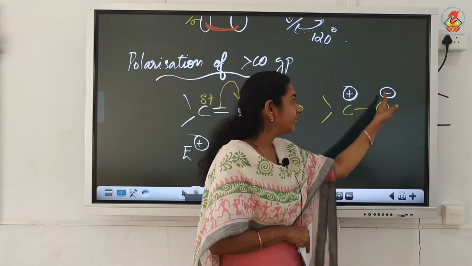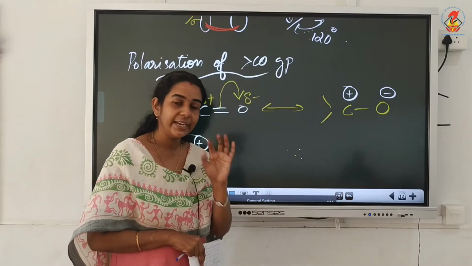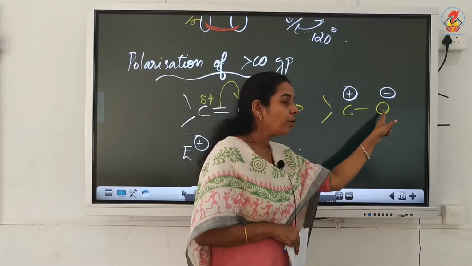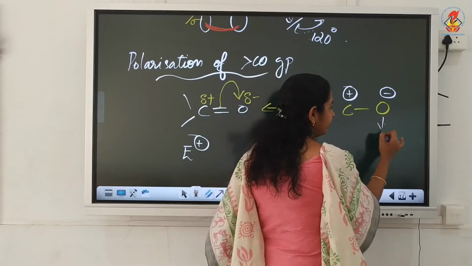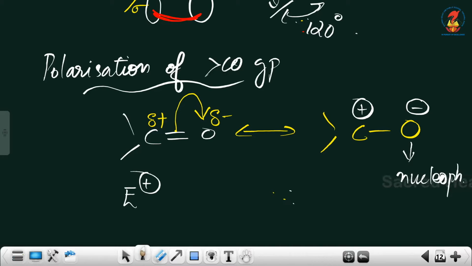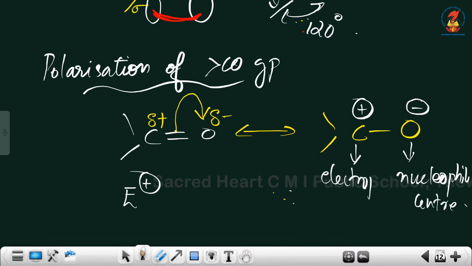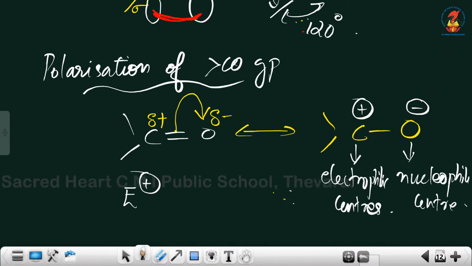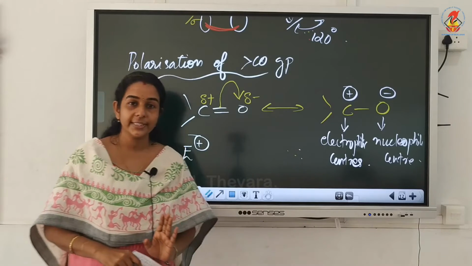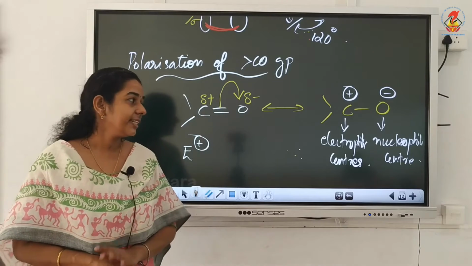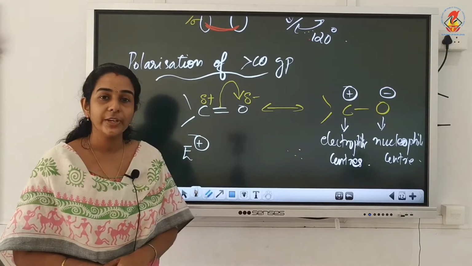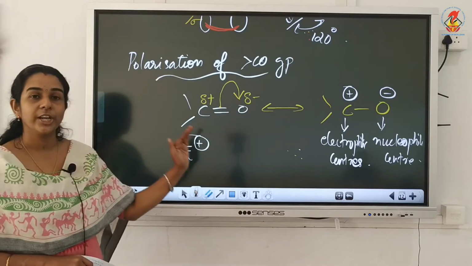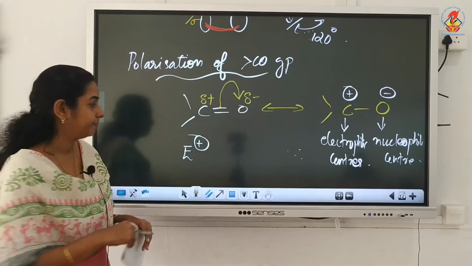Similarly, oxygen is getting a complete negative charge. So the carbonyl oxygen will be called the nucleophilic center. Carbonyl carbon is known as the electrophilic center. The positive center will be called the electrophilic center and the negative center will be known as the nucleophilic center. So, this is about the polarization of the carbonyl group.